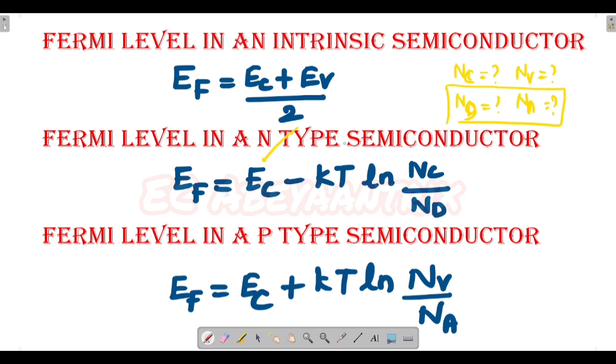Since this is an N-type semiconductor, obviously ND will appear in this formula, right? And NA means number of acceptor atoms. Since this is a P-type semiconductor, we put NA in the denominator. So we can differentiate the two formulas, correct? In an N-type semiconductor we have ND, and in a P-type semiconductor we have NA. Coming to NC and NV, I will discuss them in the further slides. K means the Boltzmann constant, and T is the absolute temperature. The only difference is this minus; here it is plus, and the formula is NC by ND, here NV by NA. So these are the three important formulas for the Fermi level in the three types of semiconductors.